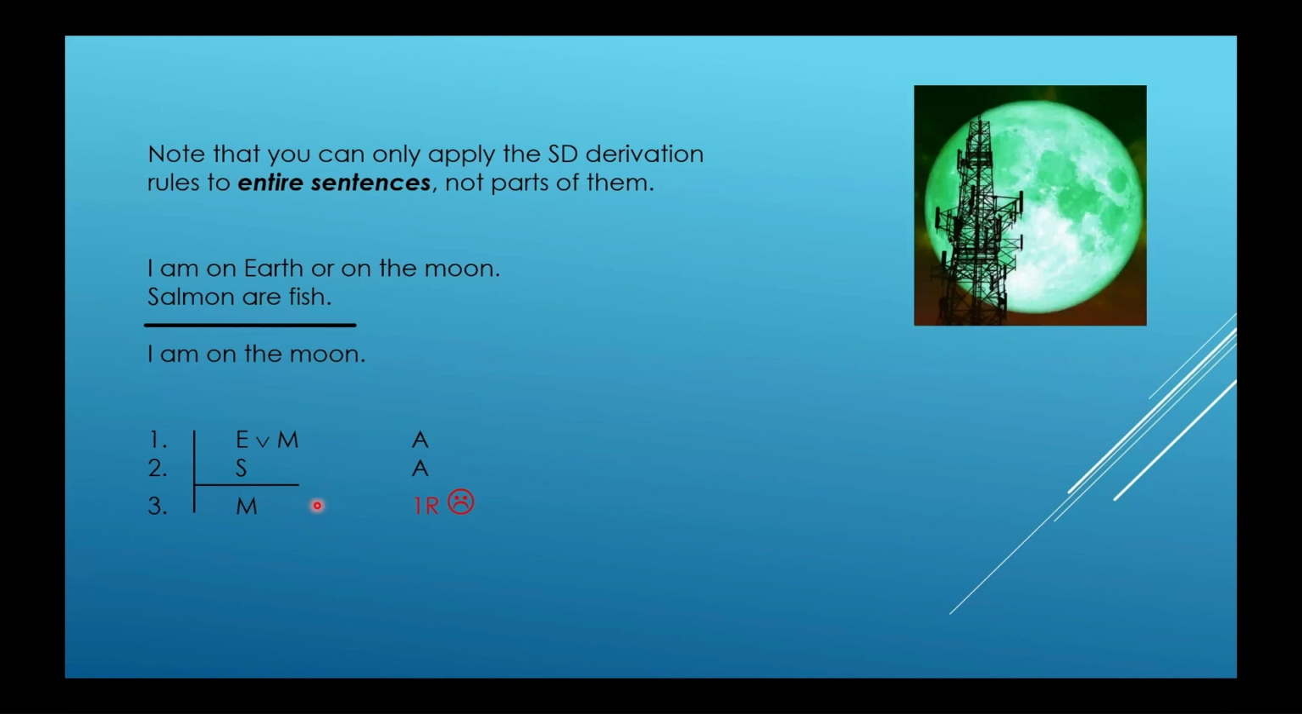You cannot use reiteration to infer M from this line, E or M, because M is not a line by itself. It's not a sentence that has been asserted on a previous line. It's a subcomponent of E or M. So you can't pull a subcomponent out of a sentence with reiteration. Reiteration just allows you to take an entire line and duplicate it somewhere lower in your derivation. You can't use that to pull out a fragment of another sentence.